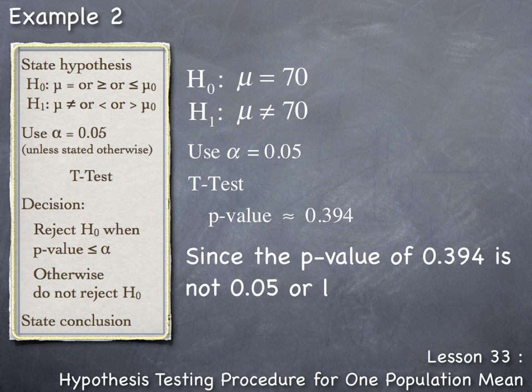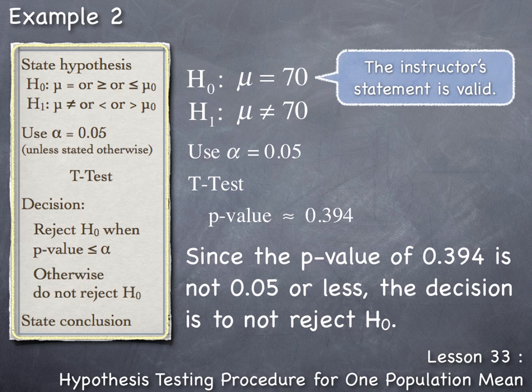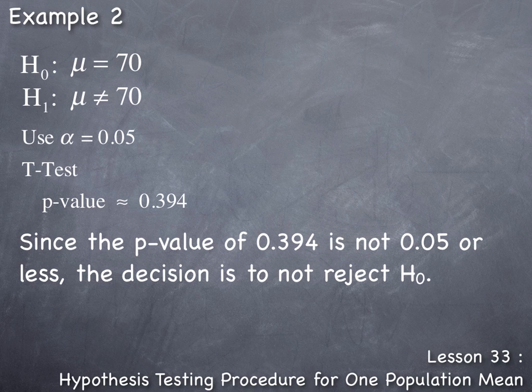Since the p-value of 0.394 is not 0.05 or less, the decision is to not reject H0. And if we do not reject H0, we're saying that the data says that H0 could be true. In this case, mu could equal 70. And if mu equals 70, that's the statement that the PE teacher said, then I guess our conclusion is the instructor's statement is valid, since mu could equal 70. So, based on the results of our hypothesis test procedure, we can reach the following conclusion.